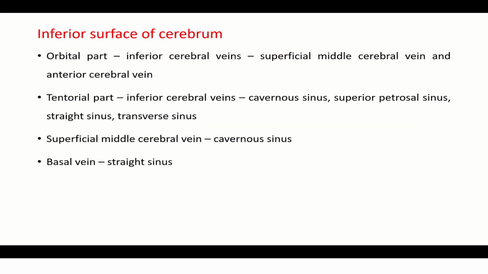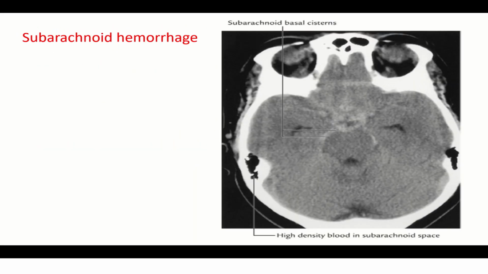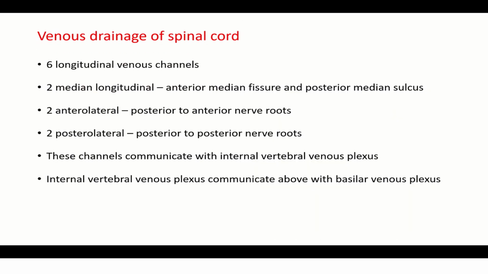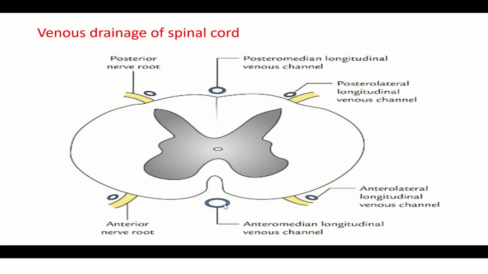If we come to the venous drainage of the spinal cord, chiefly there are six longitudinal venous channels. You can see here one, two, three, four, five, six longitudinal venous channels, which communicate with the internal vertebral venous plexus, and from there veins go in different directions.